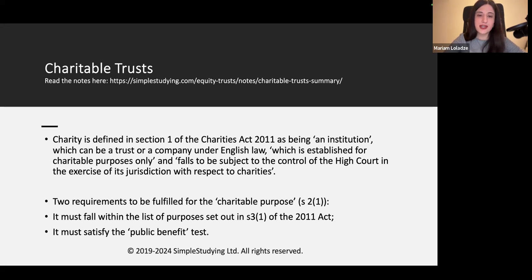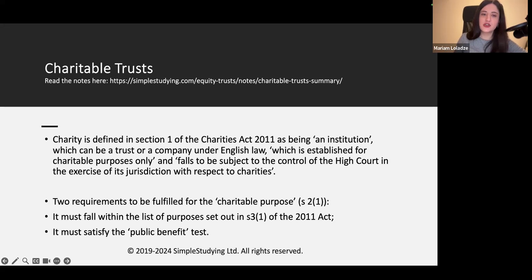Charity is defined in Section 1 of the Charities Act. So you need to apply the statute, Charities Act 2011, and then apply the definition to the problem question scenario. Charity is an institution, which can be a trust or a company under English law, which is established for charitable purposes only, and is subject to the control of the High Court in the exercise of its jurisdiction with respect to charities. There are two requirements. It must fall within the list of purposes set out in Section 3 of the Charities Act, and it must satisfy the public benefit test. Those are the two requirements.